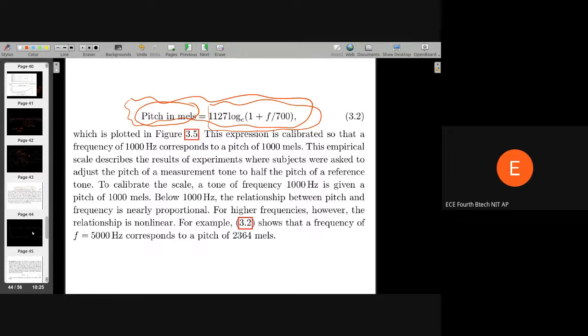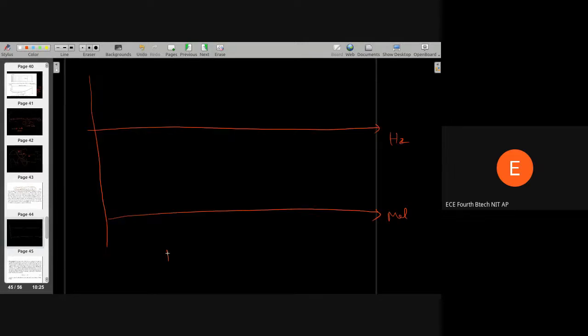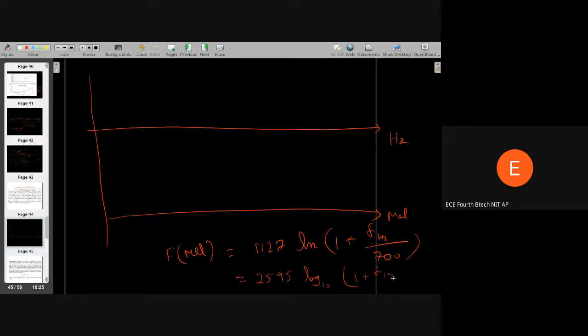Frequency in Mel equals 1127 ln, that means log to the base e, of 1 plus the frequency in hertz divided by 700. It is also defined as 2595 times log base 10 of 1 plus f hertz by 700. You can represent it as a natural logarithm or standard logarithm to the base 10. But this is how it is.